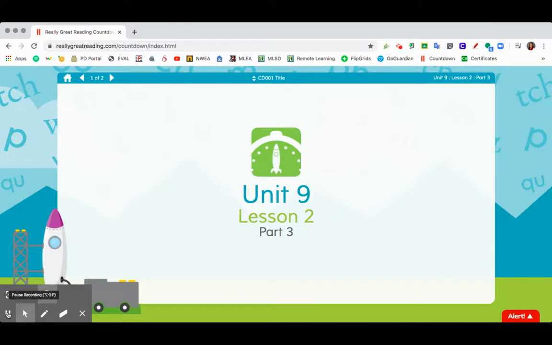Hey, we're going to unscramble some letters today to make a word. You're going to see the picture, and I would like you to use your whiteboard since you don't have the letter tiles. So you'll see some letters scrambled up and a picture. I want you to unscramble the letters and put them in order to match the picture.